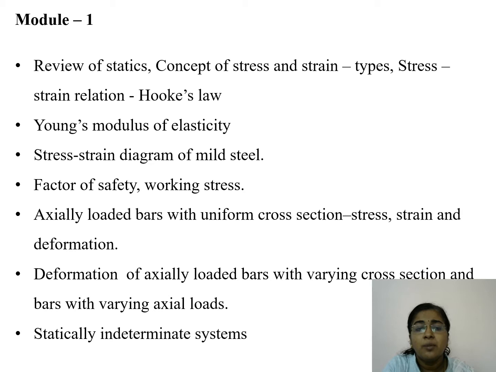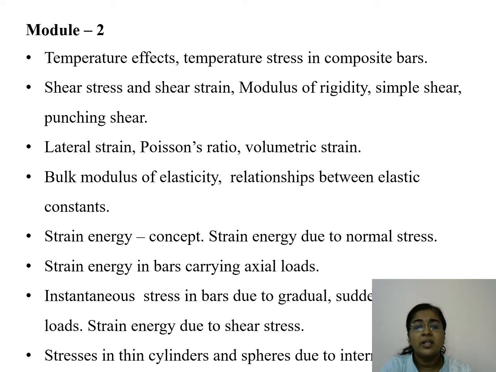strain, etc., modulus of elasticity, stress strain diagram of mild steel, factor of safety, working stress, axially loaded bars with uniform cross section as well as varying cross section, and statically indeterminate systems. Second module is regarding the temperature effects, then shear stress and shear strain, other elastic constants, modulus of rigidity, lateral strain, Poisson's ratio, volumetric strain, bulk modulus, and relation between the elastic constants.